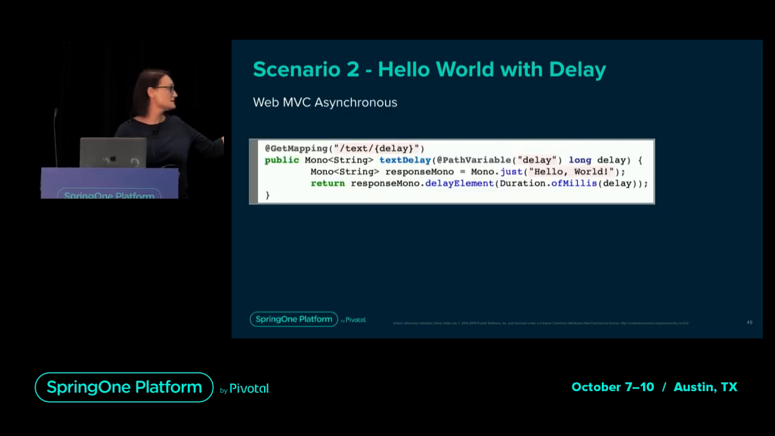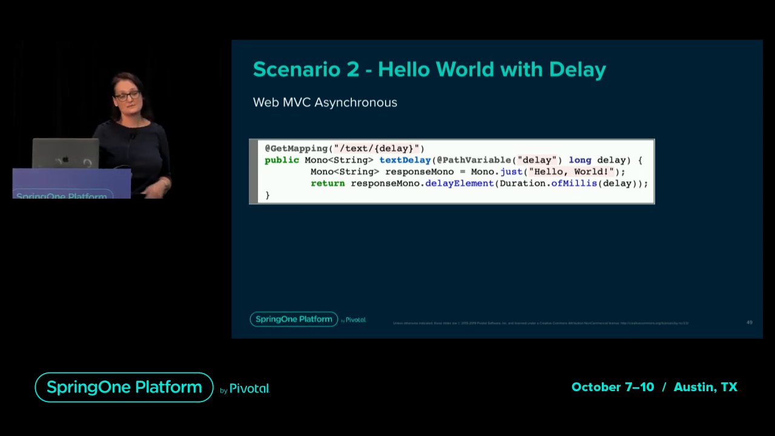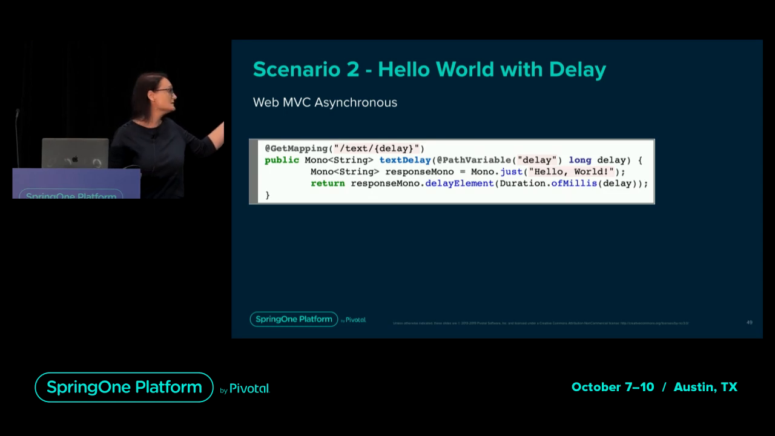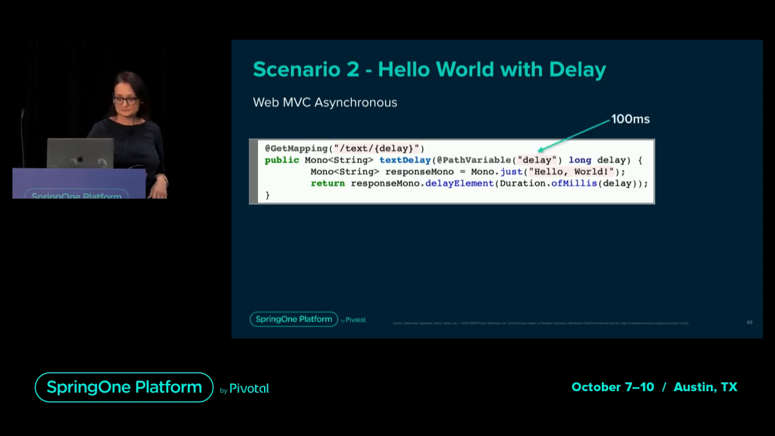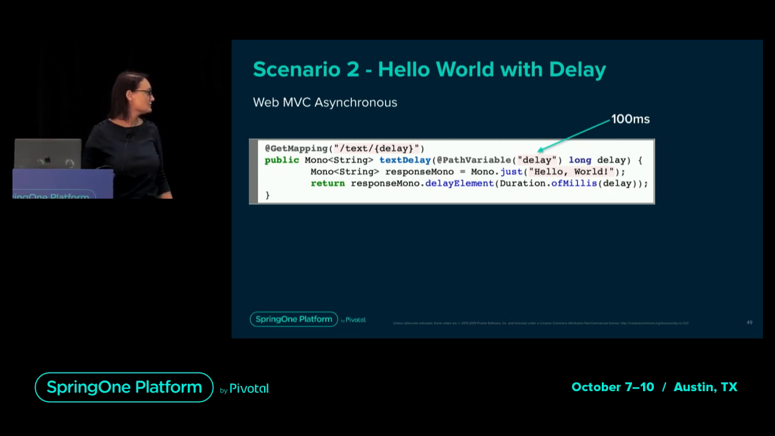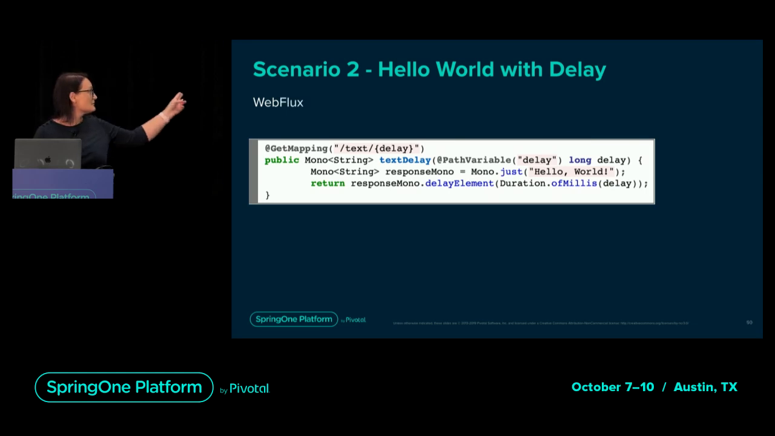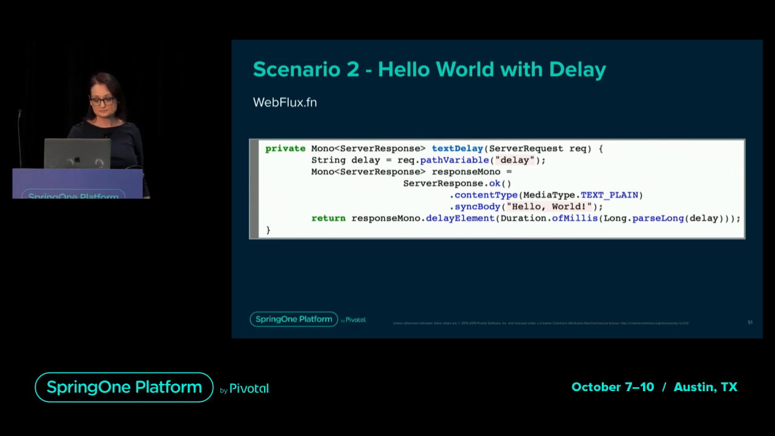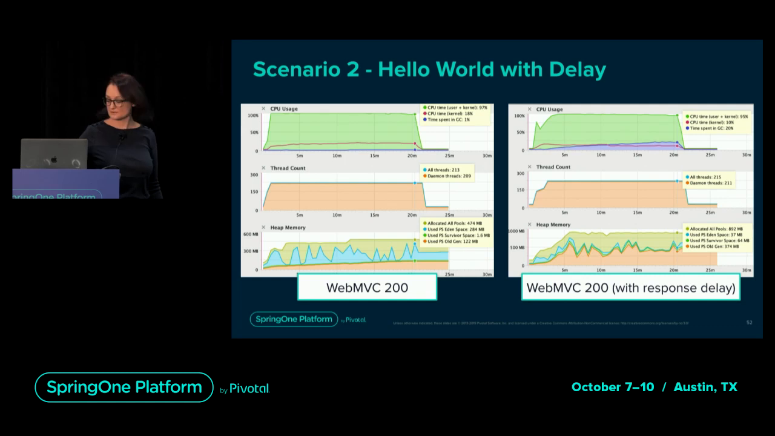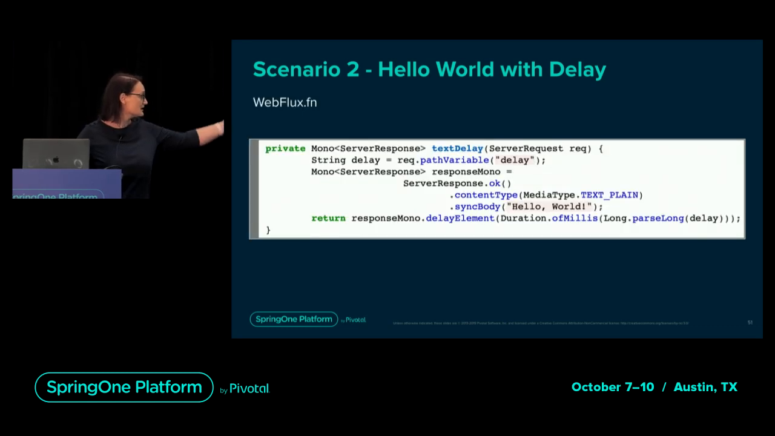Again, this is the WebMVC controller. This time I use asynchronous processing. As you can see, I'm using also the reactive types. And when I return the response, I delay this response by 100 milliseconds. This is the same for WebFlux. And when we want functional, here we need more coding about that. But again, at the end, you are delaying the response.